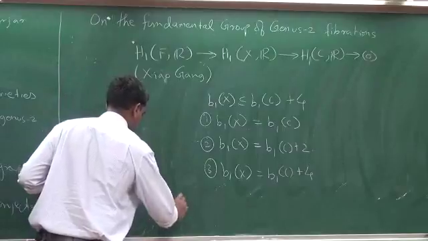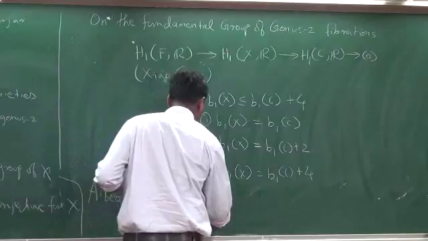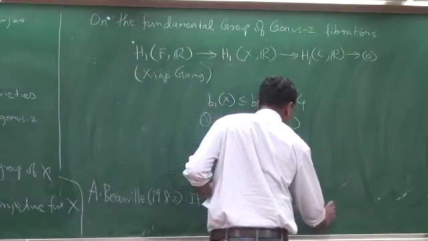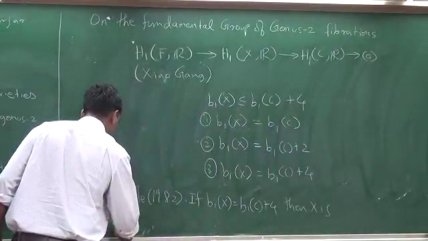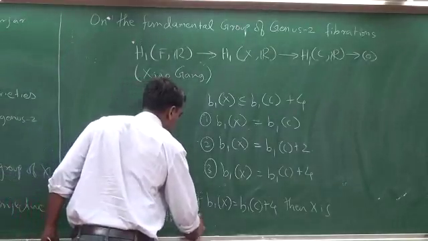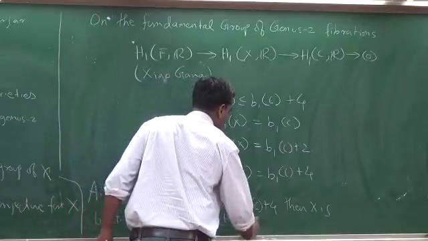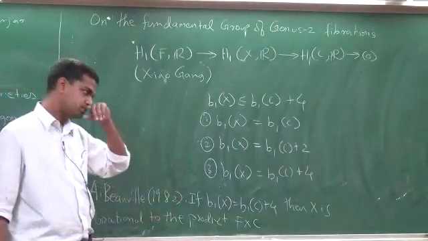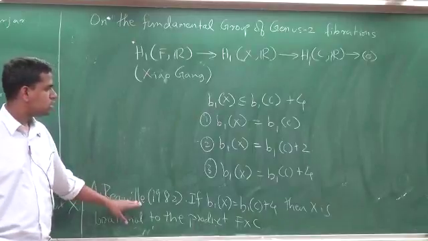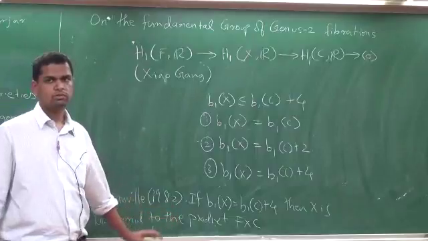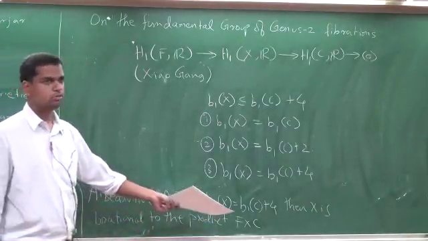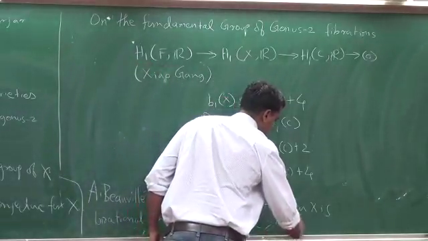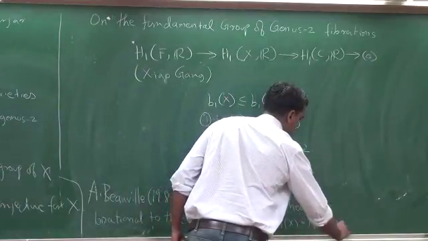It was in 1982, that if B1 of X is equal to B1 of C plus 4, then X is birational to the product F cross C. So it's birational. That's what he proves in an appendix to a paper by Debarre, and it's not very hard to see that this actually implies an isomorphism. I will not go into that detail, but in fact it is an isomorphism, in which case of course the fundamental group is, hence pi 1 of X is pi 1 of F times pi 1 of C.